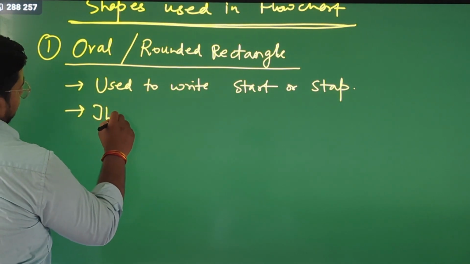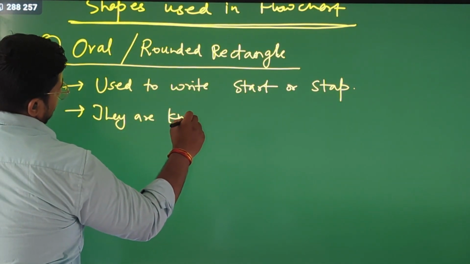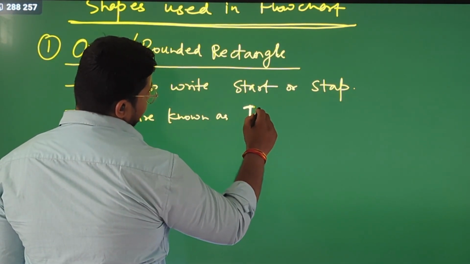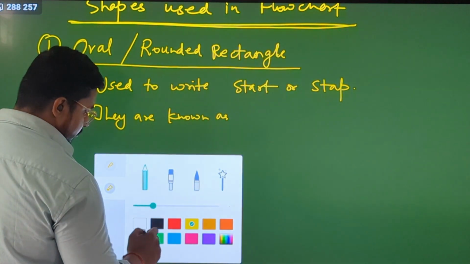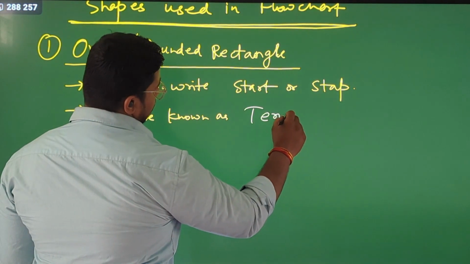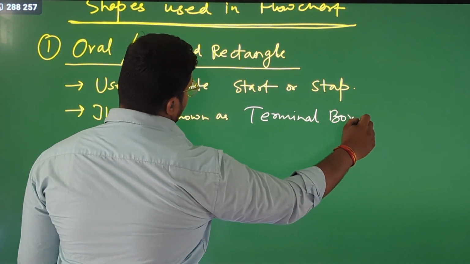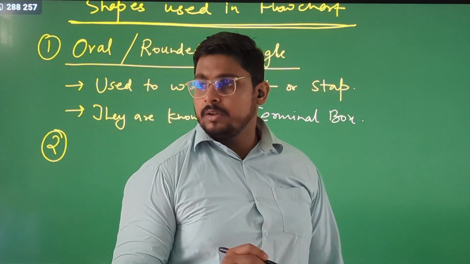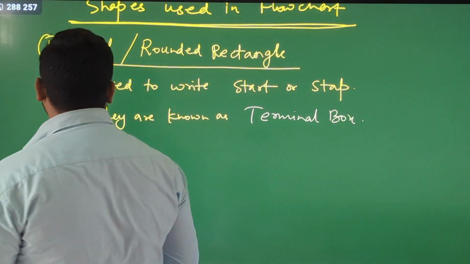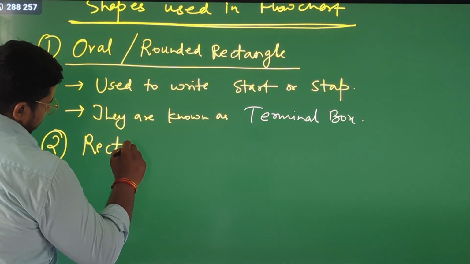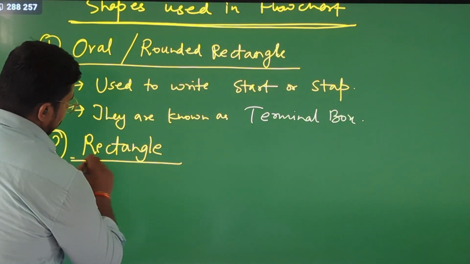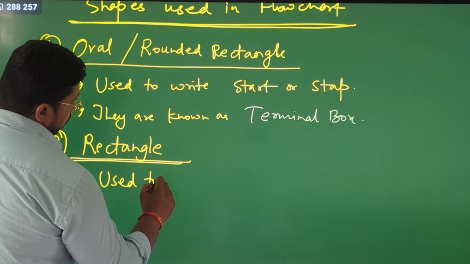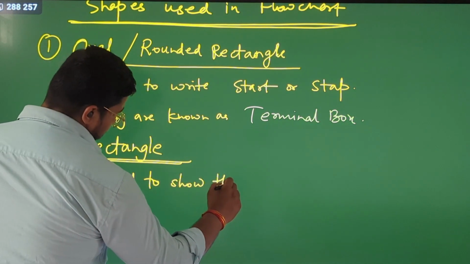Second point, they are known as terminal box. Correct. The second shape used in a flowchart is the rectangle. What is it used for? It is used to show the process.